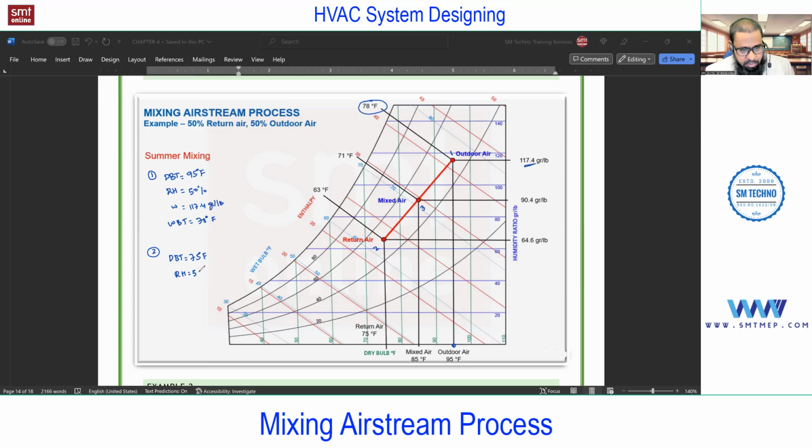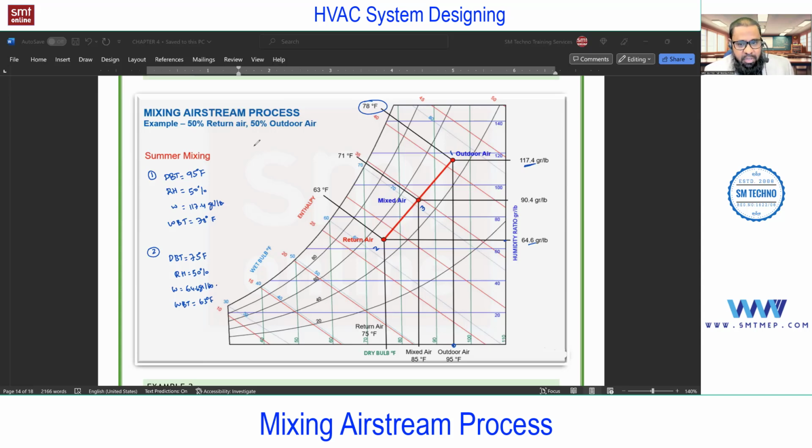RH is 50%. Humidity ratio, see somewhere here. So this is 64 grains per pound of dry air. 64.6. Next, WBT 63 degrees Fahrenheit. So you see this point 1 condition air mixed with the point 2.